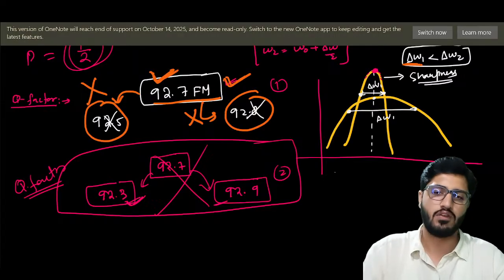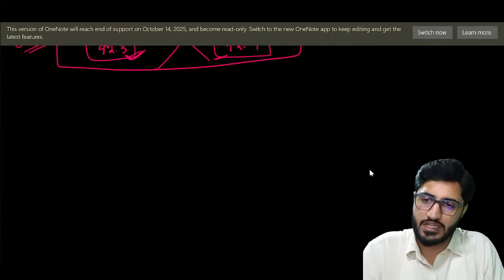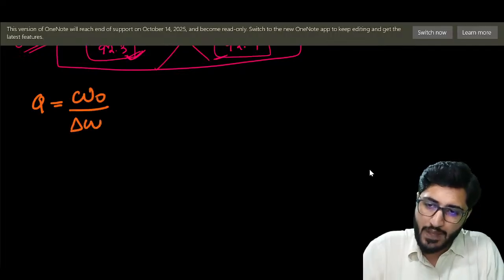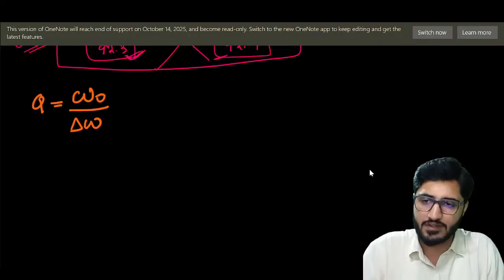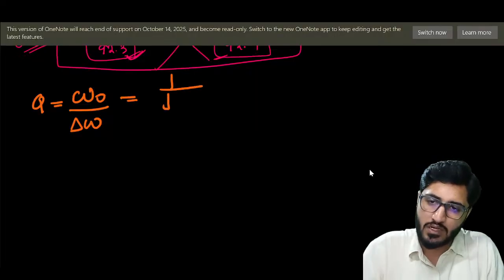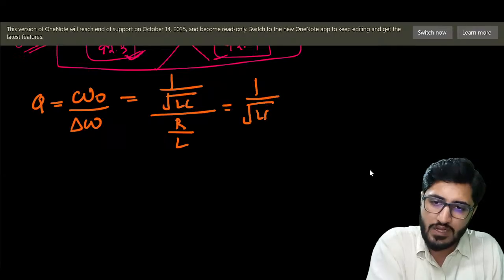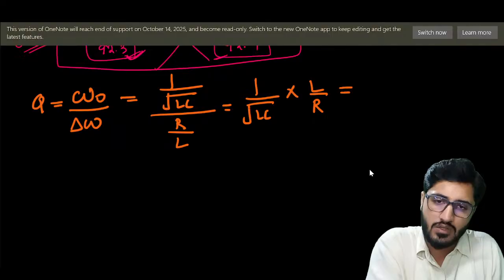Now if you need to define the quality, it is Q, which is equal to the resonating frequency divided by the bandwidth. Now the frequency is 1 divided by under root of LC, and the bandwidth is R by L. I can write 1 divided by under root of LC multiplied by L by R. So I can write it as 1 divided by R under root of L by C.